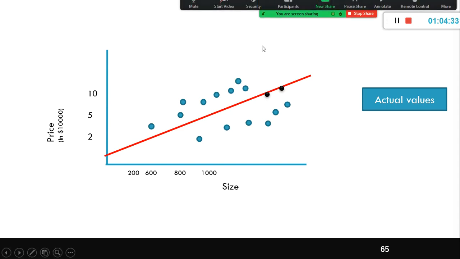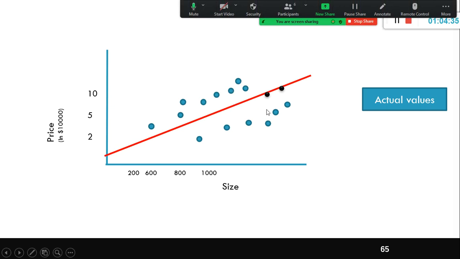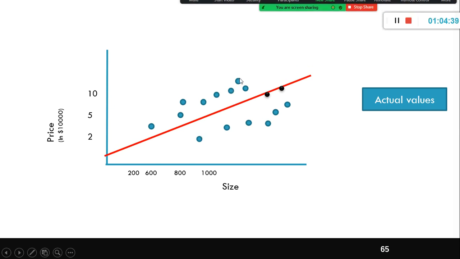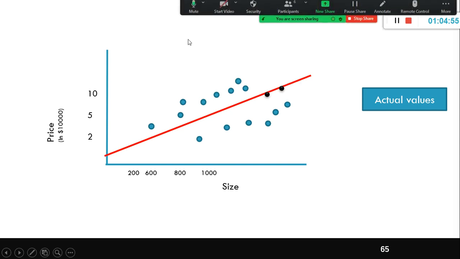Excellent. See, these observations are all very close to this one, except one value. This blue one is somewhere here. What will happen? In order to take this one into account also, this line will get shifted here, because this line should be unbiased. It should cover as many data points as closely as possible.